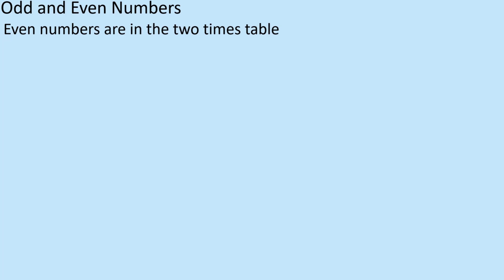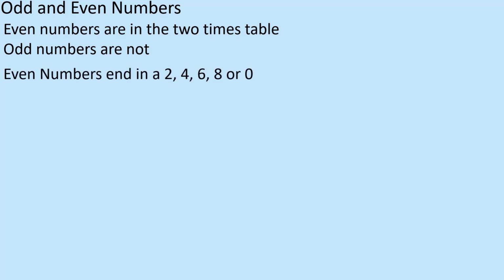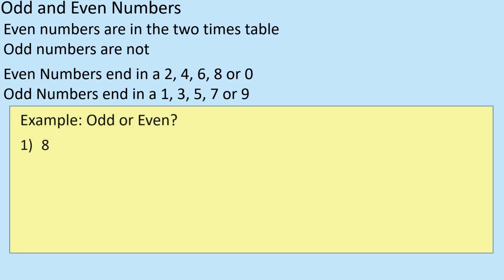So the first one is, without question, the most obvious: odd and even numbers. Even numbers are in the 2 times table and essentially odd numbers are not. So obviously 2, 4, 6, 8 and 0, anything that ends in those is going to be even, and anything that ends in 1, 3, 5, 7, or 9 is going to be an odd number. So you should be aware of those, hopefully by now.